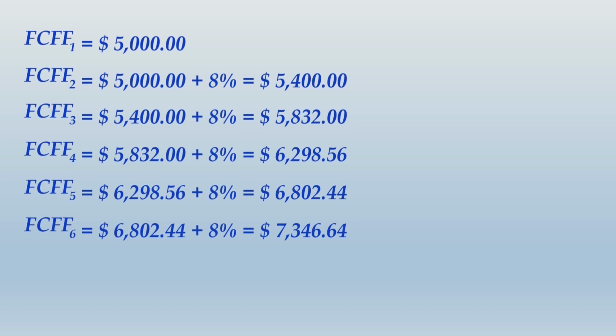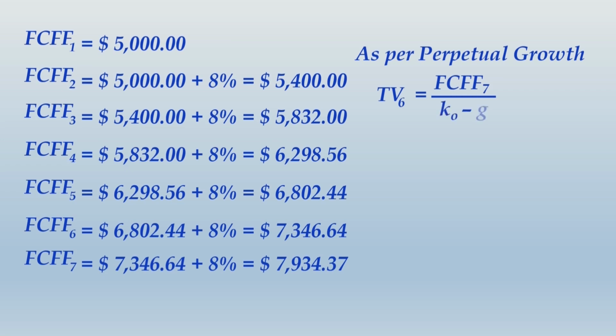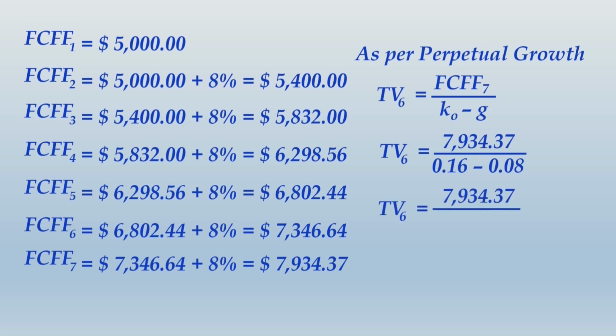And then one more time you will make this computation, correct? Because you would want to arrive at the 7th year FCFF, because the terminal value at end of 6th year will be based on that. So as per perpetual growth, the terminal value at 6th year end will be FCFF 7 divided by KO minus G, and that calculation when you make, you will get $99,179.65 as terminal value at end of 6th year based on perpetual growth.